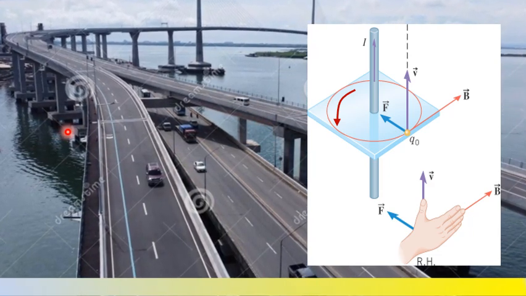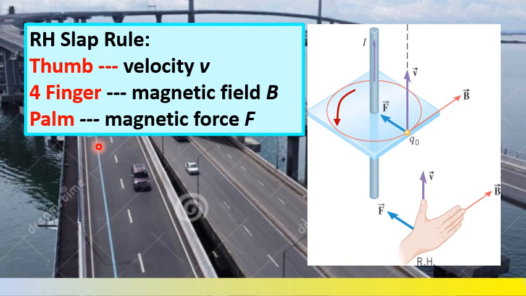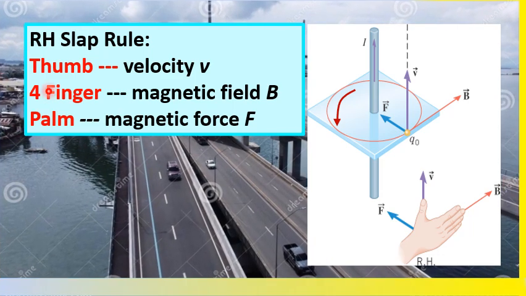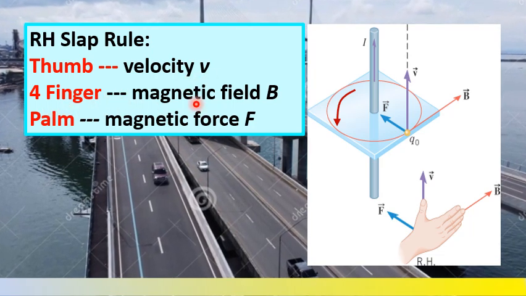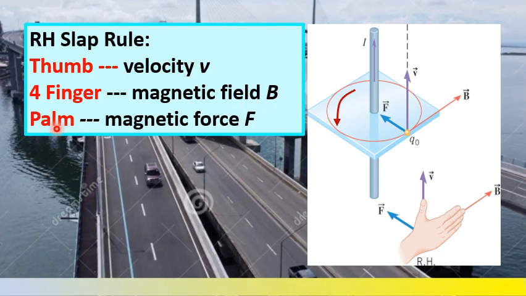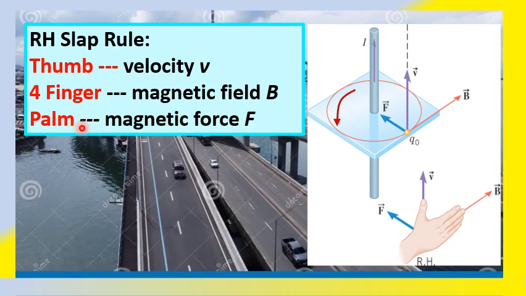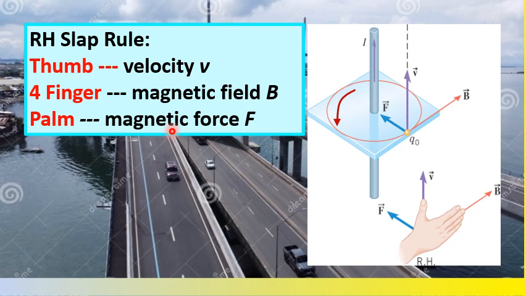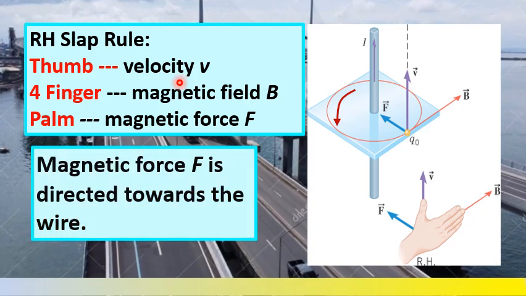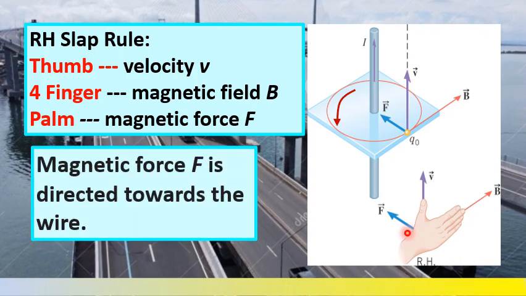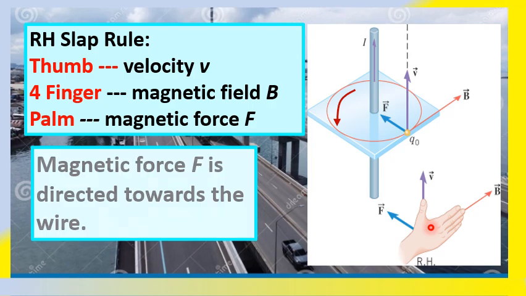So to determine the direction of the magnetic force, we use the right hand slap rule, where your thumb represents the velocity v, and the four fingers represent the magnetic field, capital B. Your right palm will be facing in the direction of the magnetic force F. That is, executing this right hand slap rule, you'll see that the magnetic force F is directed towards the wire.